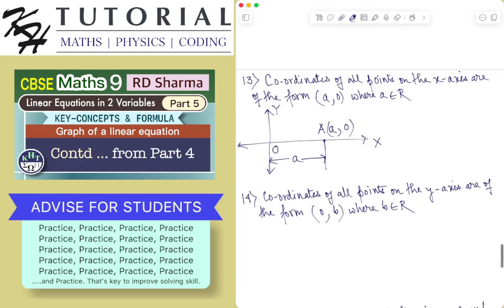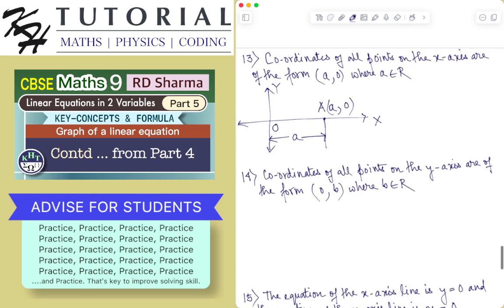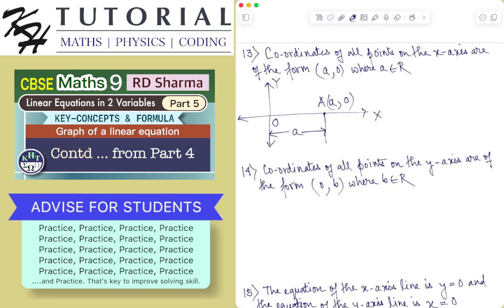Okay, point 14 is very similar to point 13. The concept is that coordinates of all points on the y-axis are of the form 0 comma b, where b is any real number. So if this is the y-axis and x-axis, and I take, just for the sake of discussion, a point P on the y-axis, now what will be the abscissa of any point P on the y-axis?